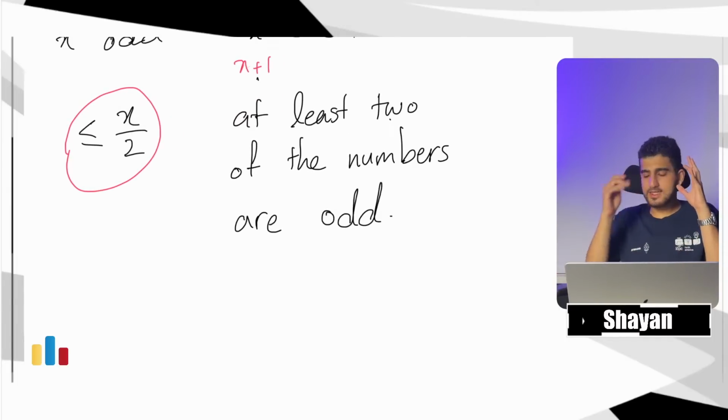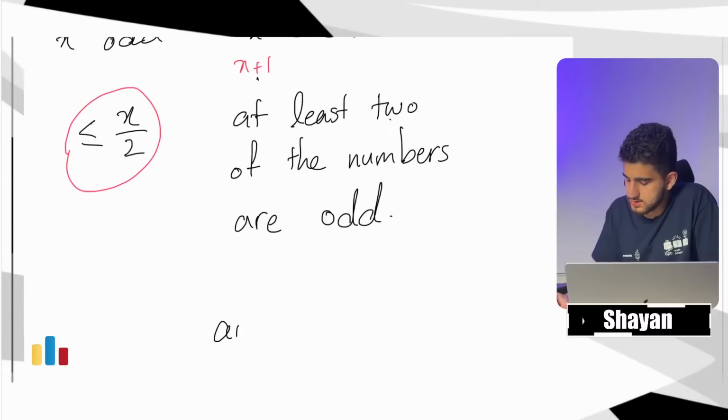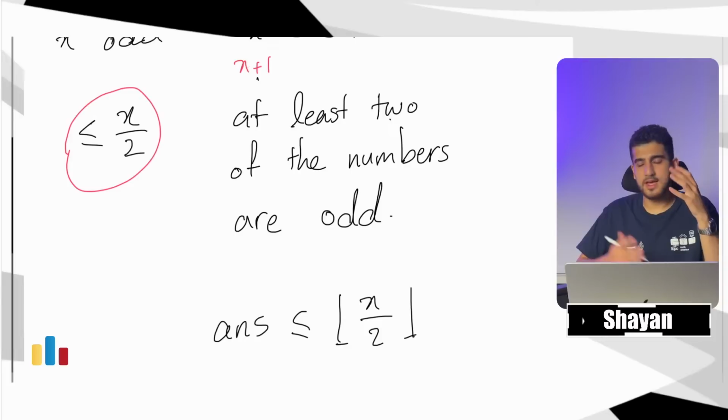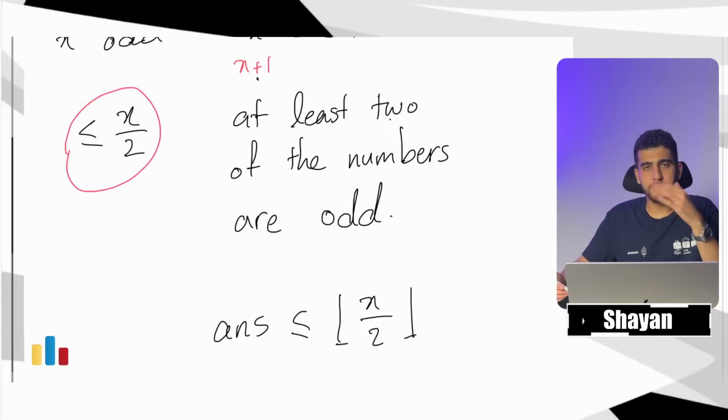And so the answer is definitely at most x half, floor of x half. Because if x is even, the answer should be in a way that if you multiply it by 2, it would be less than or equal to x. So it should be at most floor of x half.